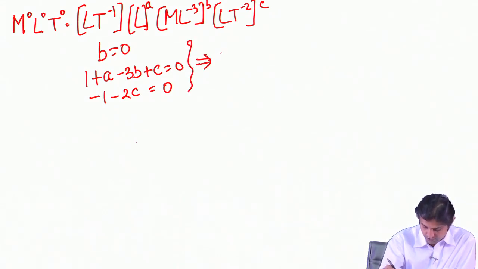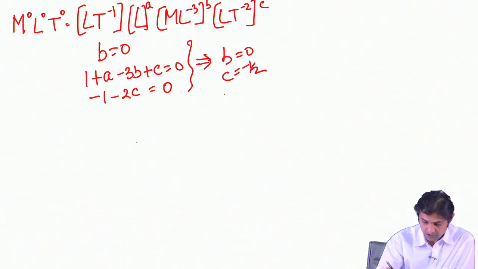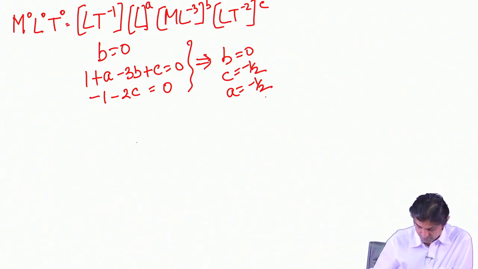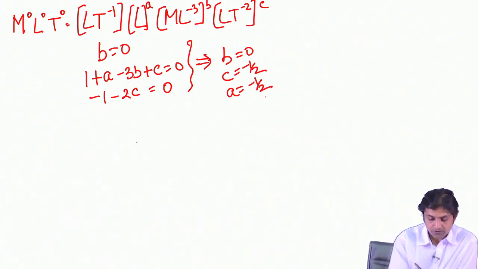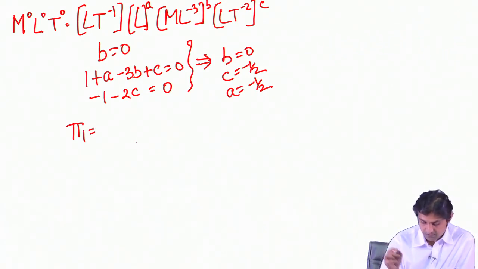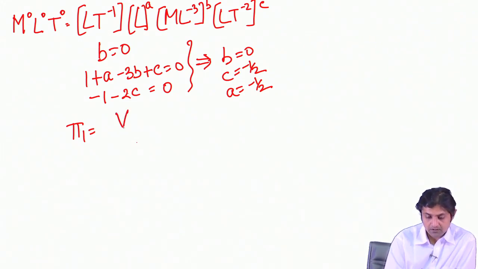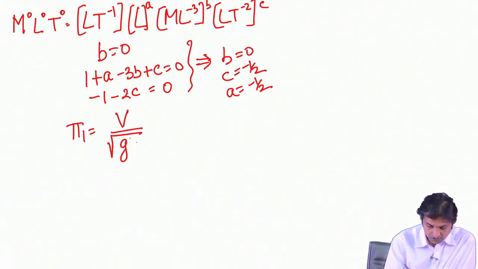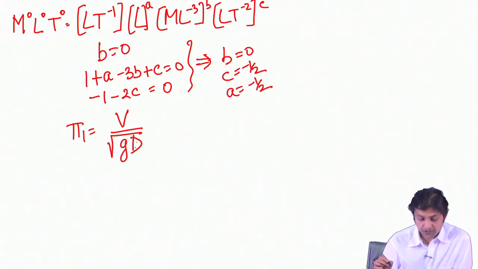This all together is going to give me B is equal to 0, C is equal to minus half, and A is equal to minus half. Okay. So, the first pi term that we are going to get is v to the power b, which is 0. So, what we get is v under root g d. So, this is the first pi term.